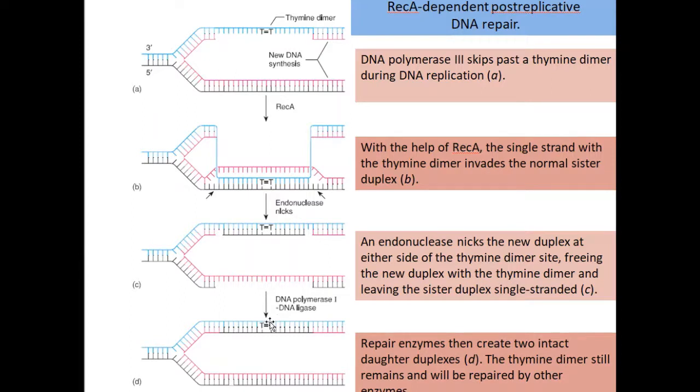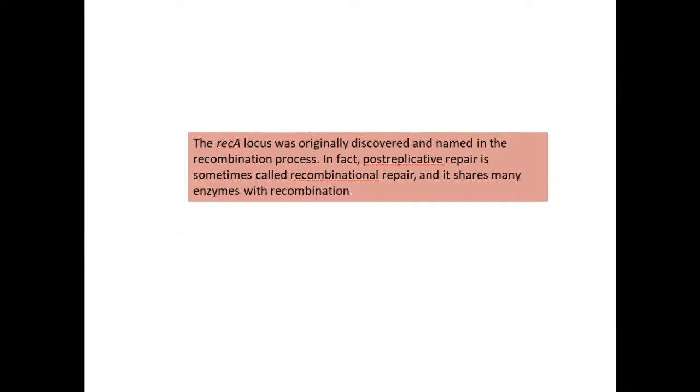So I think this is clear to you. And since the RecA locus was originally discovered and named in the recombination process, this post-replicative repair system is also known as the recombinational repair, and it shares many enzymes with the normal recombination process. So this process has two names: the recombination repair system as well as the post-replicative repair system.